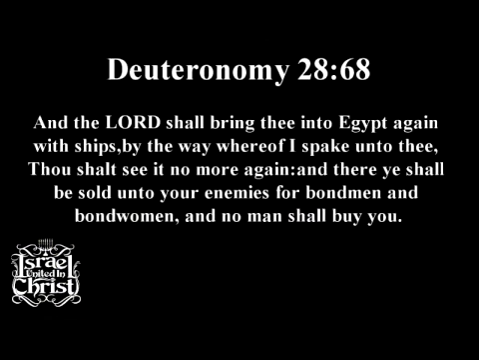Moses used another word. Read verse 68 again. And the Lord shall bring thee into Egypt again with ships, by the way whereof I spake unto thee, thou shalt see it no more again. And there ye shall be sold unto your enemies for bondmen and bondwomen, and no man shall buy you. So where's the great red dragon in that verse? What is Moses calling them? Enemies. Very good. Do you see that?